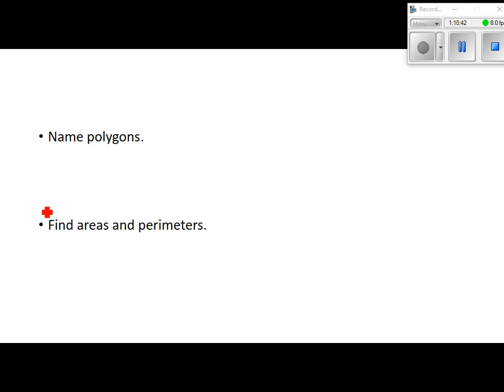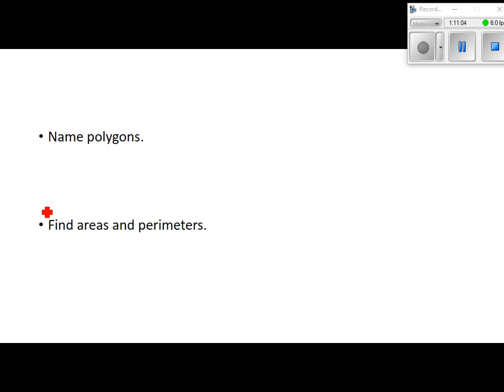So somewhere, there's probably another poster in here that talks about supplementary and complementary angles. Maybe it's not up yet, it might still be laying in the pile back there. Could do that. Just have to talk to my intervention people, because I don't put them up. Find areas and perimeters.